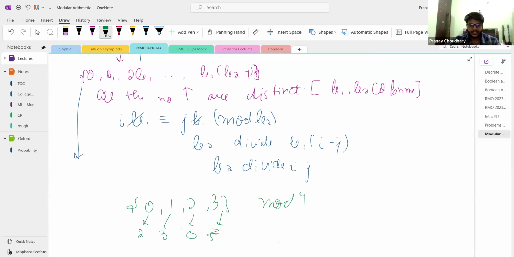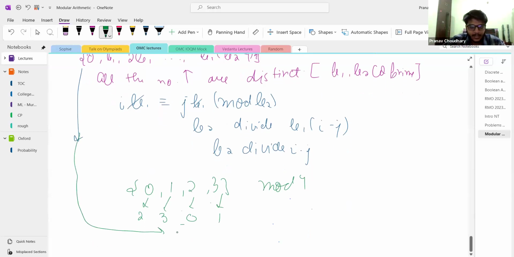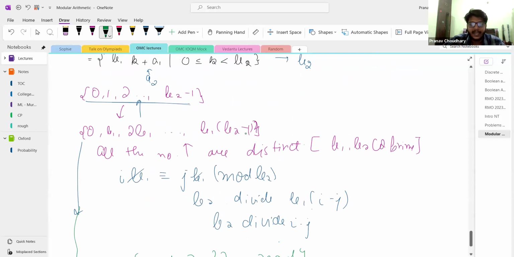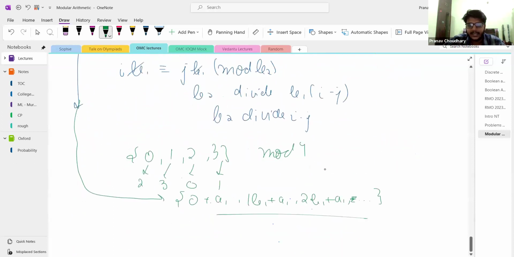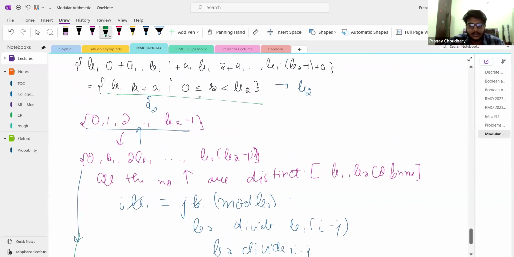This becomes 5, which is just 1. This is still the set of all the remainders, right? So I just move everything by a constant and that wouldn't matter. So I can write this as 0 plus a1, 1 b1 plus a1, 2 b1 plus a1, and so on, right? I can just add a1 to everything. And now this set is the same as this set here, right?